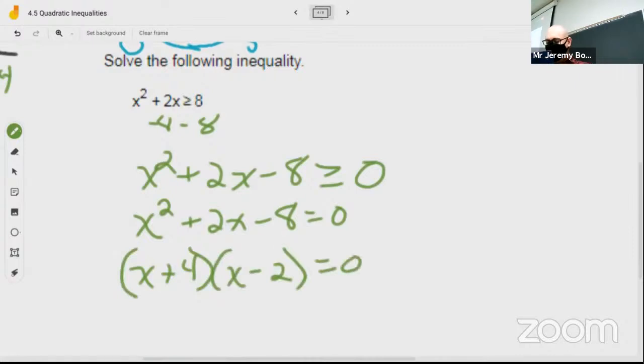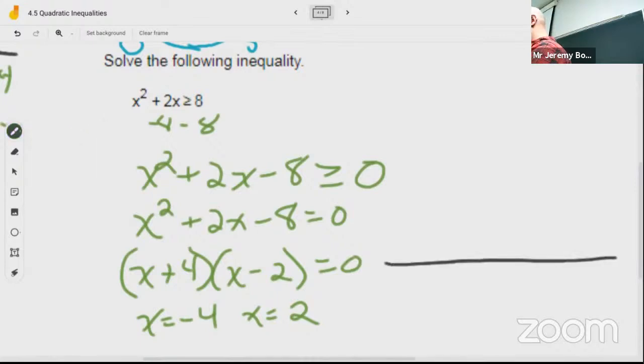And so that's going to lead to two solutions of x equals negative 4 and x equals 2. Any questions on finding those? Kind of assuming everybody's got factoring under control. Cool. So, give me a marker. There we go. Let's draw our quick little graph. We got negative 4 here, positive 2 here.